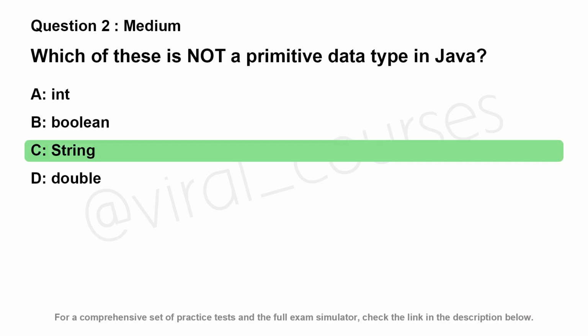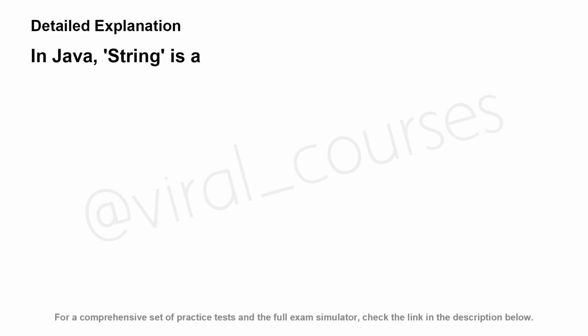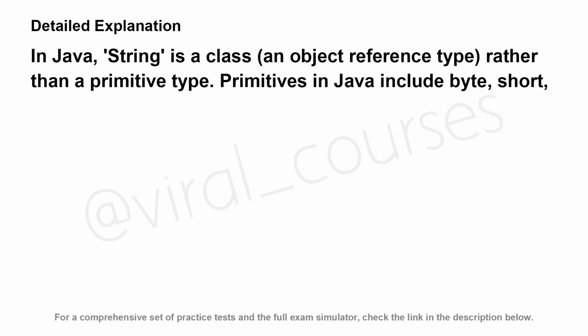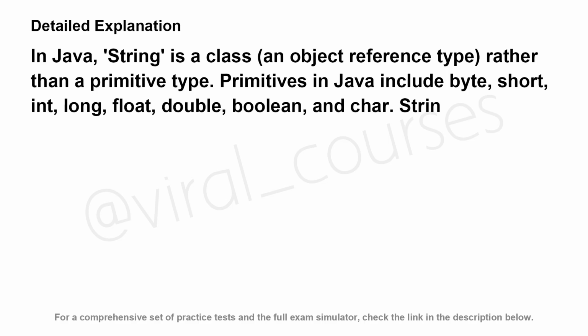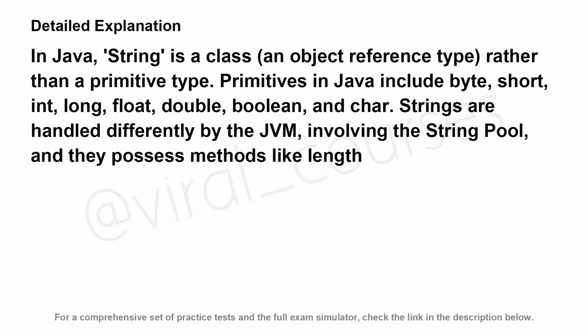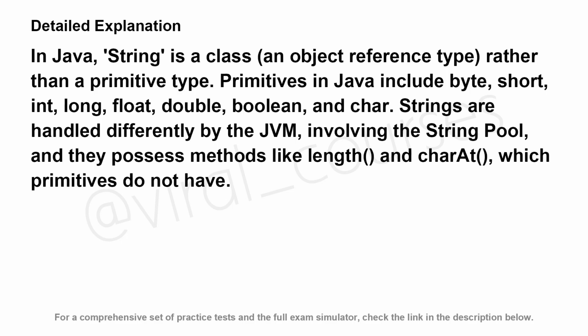The correct answer is C. In Java, String is a class, an object reference type, rather than a primitive type. Primitives in Java include byte, short, int, long, float, double, boolean, and char. Strings are handled differently by the JVM, involving the string pool, and they possess methods like length and charAt, which primitives do not have.